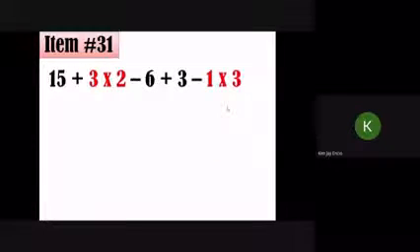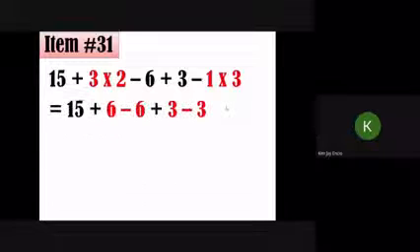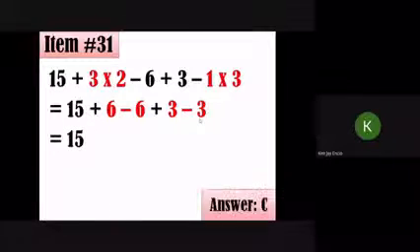3 times 2 is 6 and 1 times 3 is 3. So this could be rewritten as 15 plus 6 minus 6, plus 3 minus 3. 6 minus 6 is 0. 3 minus 3 is also 0. That's why it's just 15. Letter C. The correct answer is letter C. Next.